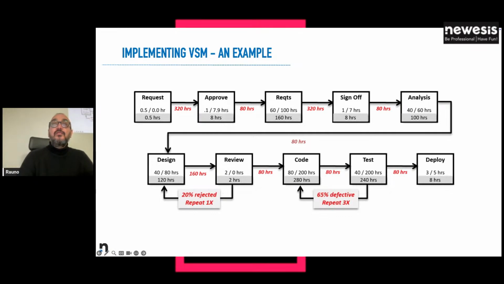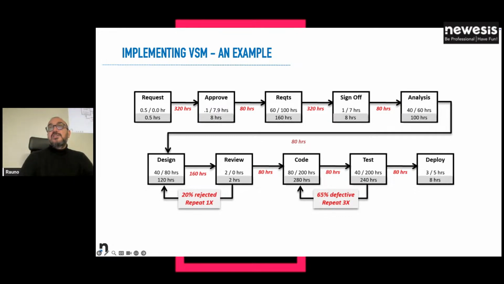But more than that, once the request is completed, before it is even inserted in the queue of approval, we have 320 hours average waiting there. 80 hours between when it's approved to when it comes to the technical requirement definition phase. This is taking a total time of 160 hours, where 60 hours are actual process hours, and the other 100 hours are just waiting there in that phase.